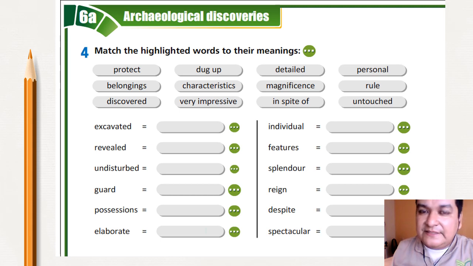Okay, next activity. Match the highlighted words to their meanings. Protect, proteger. Belongings, pertenencias. Discovered, descubrir. Dig up, desenterrar. Characteristics, características. Very impressive, muy impresionante. Detailed, detallado. Magnificence, magnífico. In spite of, a pesar de. Personal, personal. Rule, gobernar. Untouched, que no ha sido tocado o intacto.